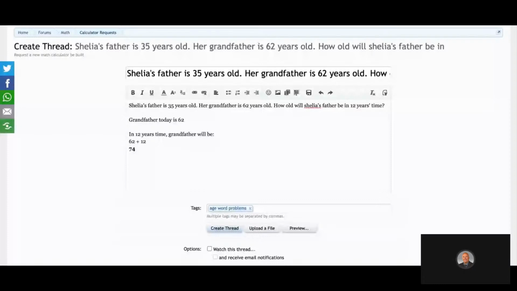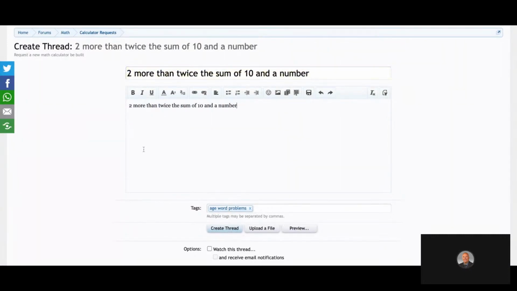Let's go to another one. So here's a good one. Another algebraic expression. Let's try that. All right, so, 2 more than twice the sum of 10 and a number. Let's start even earlier than that. The phrase a number means an arbitrary variable. Let's call it x. Start with x. Algebraic expressions. Arbitrary variable.